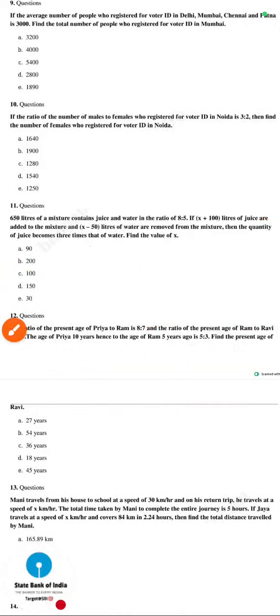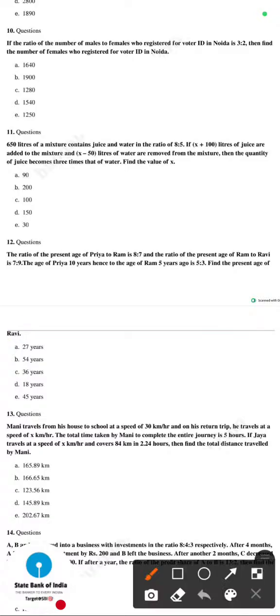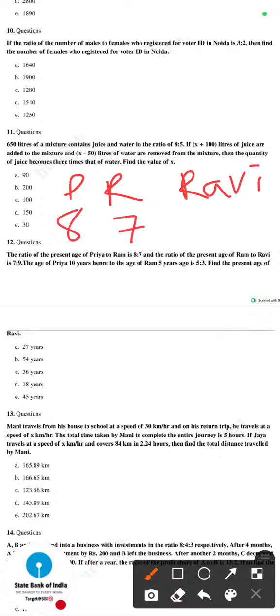Now we are going to see question number 2. The ratio of the present ages of Priya to Ram is 8:7, and the ratio of the present ages of Ram to Ravi is 7:9. So here it is clear that Priya, Ram and Ravi are in the ratio of 8:7 and 7:9. So these are the ratios.